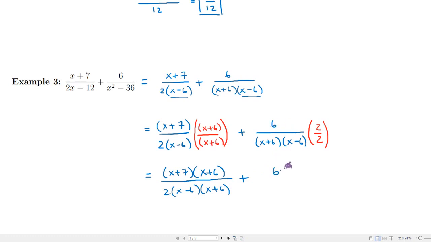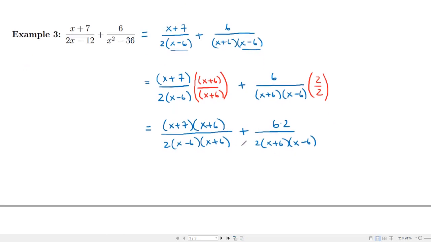Well, we could write it as 6 times 2, and then we'll simplify. (x plus 6)(x minus 6), and then we could put the 2 here if you want. Now look at what we have. We have a common denominator, right? The factors are just written in a different order, but they're there, and by commutativity, that's fine. So what do we actually have here? This is (x plus 7)(x plus 6), plus 12, divided by this common denominator, 2(x minus 6)(x plus 6).